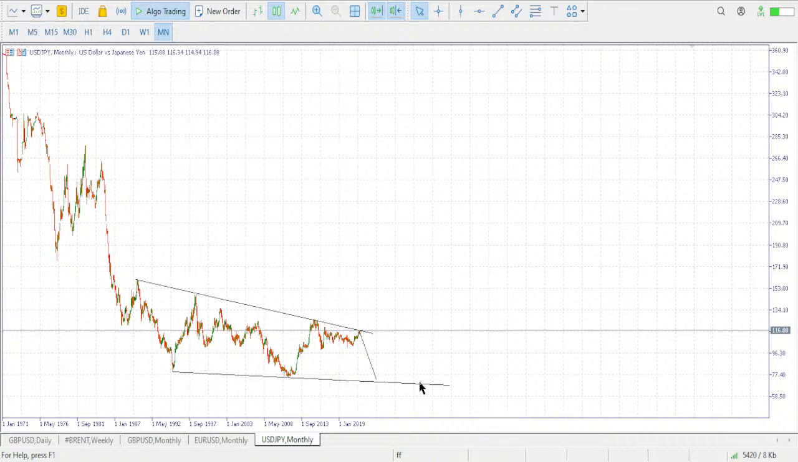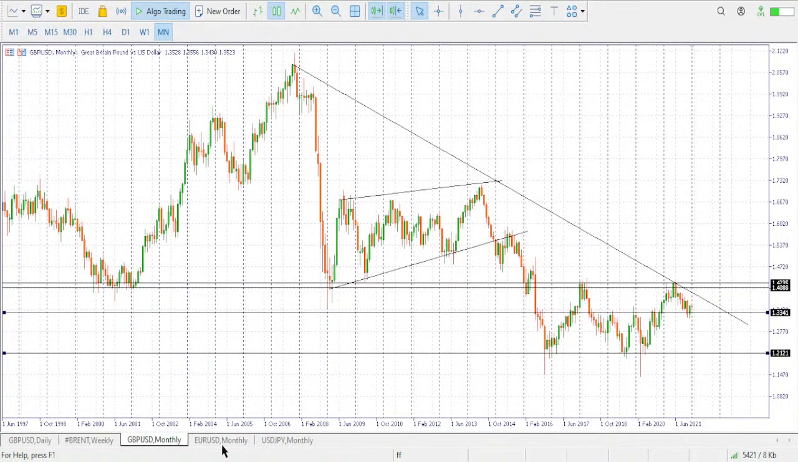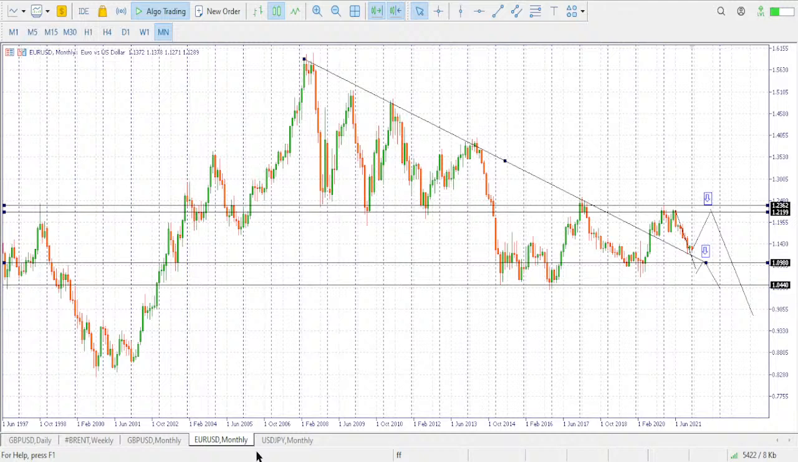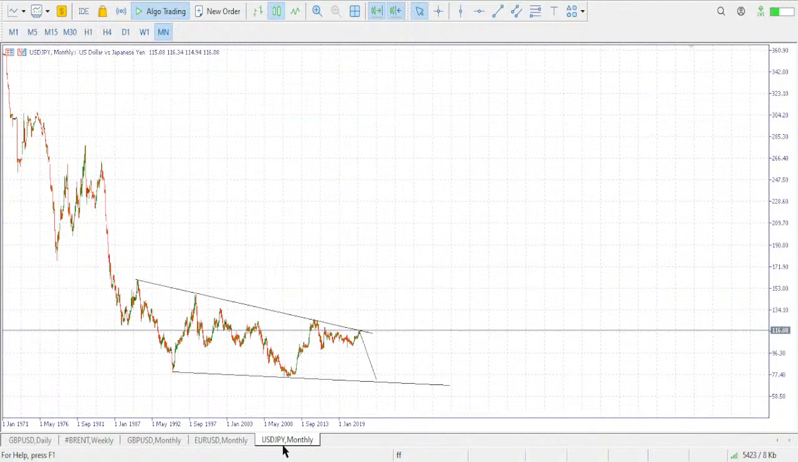So basically, that's what I have to say on these three symbols. I've looked at GBPUSD, I've looked at EURUSD, and then the last one which I've looked at is the US dollar Japanese yen.